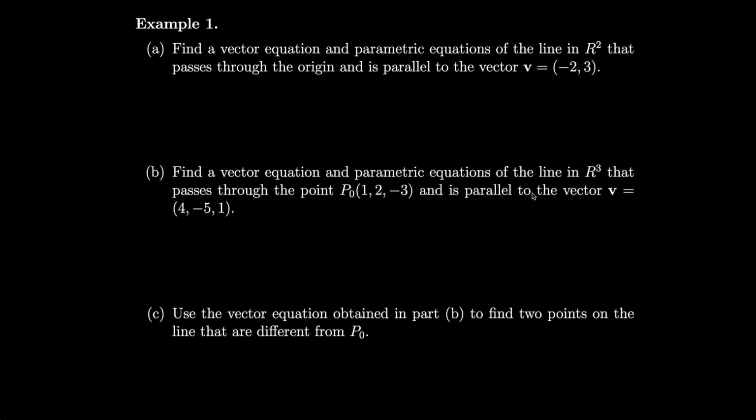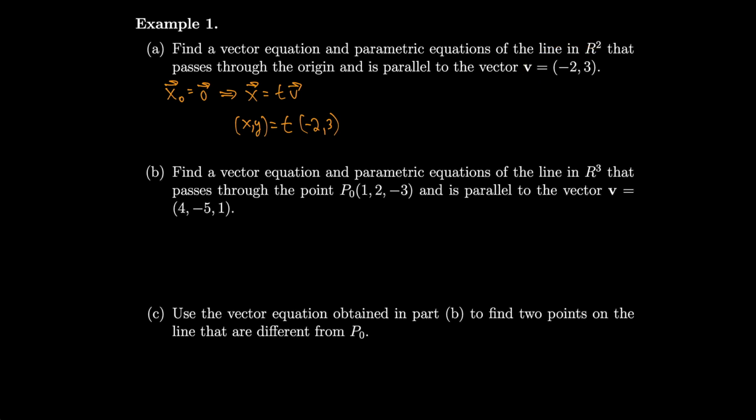As an example, how about we find a vector equation and parametric equations of the line in R2 that passes through the origin and is parallel to the vector v equals minus 2, 3. So let's pass through the origin, so we'll set x0 equal to the zero vector, and that implies that our equation is just going to be x equals tv. In this case we have (x, y) equal to t times (minus 2, 3), just reading off of the vector v that they gave us.